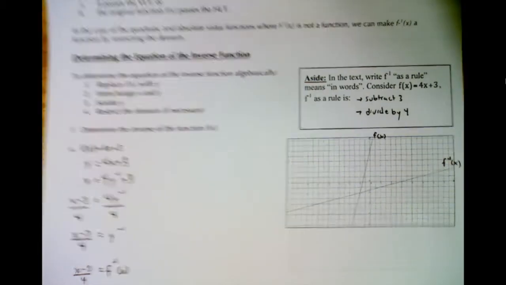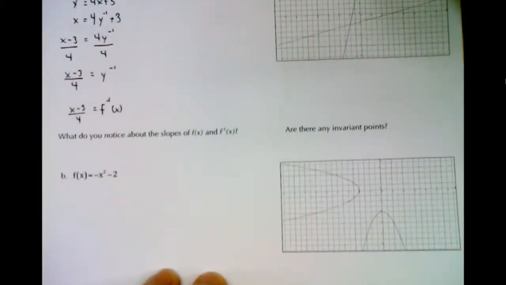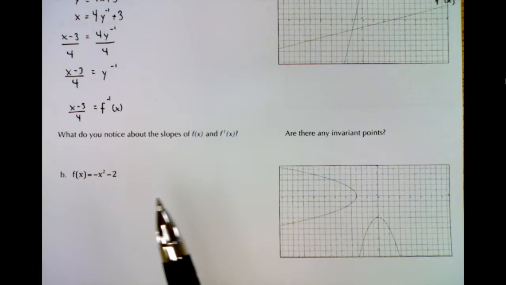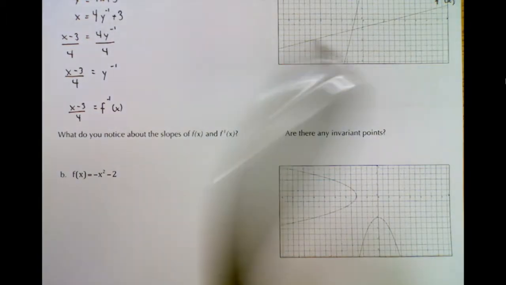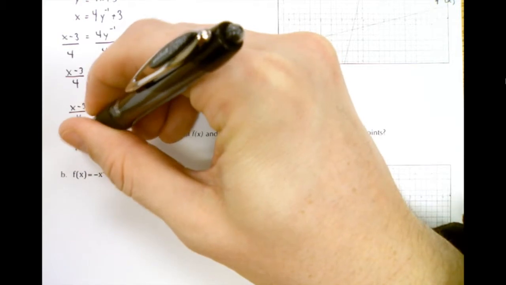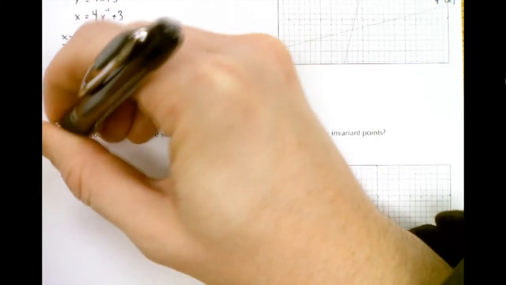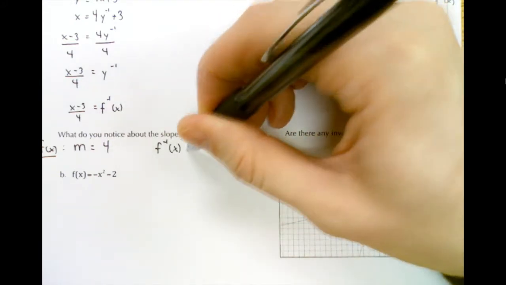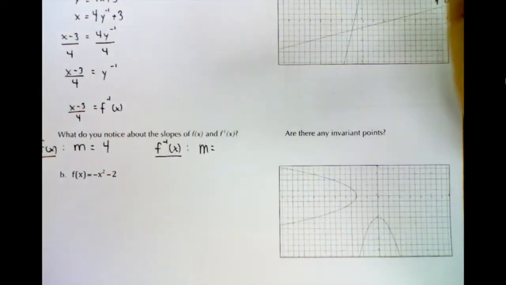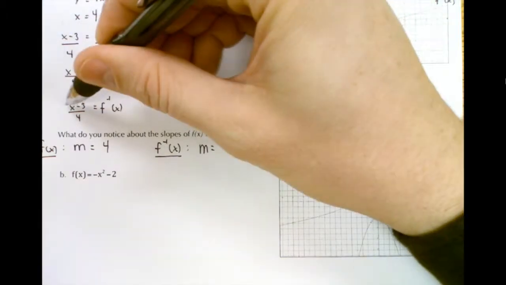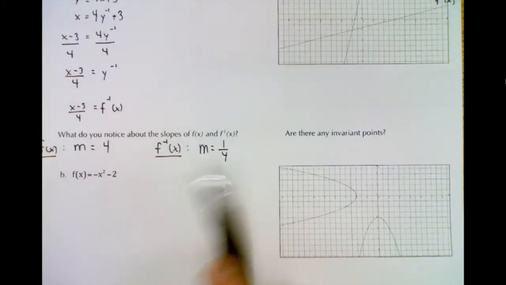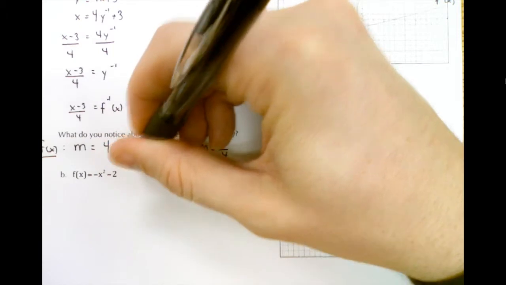Let's try another one. Oh, sorry. What do you notice about the slopes of f of x and f inverse of x? So let's write that down first. The slope, sorry, this is for f of x. The slope would be 4. And for f inverse of x, the slope would be 1 over 4. So what do you notice about these two numbers, 4 and 1 over 4? Well, what you should notice is that they are reciprocals.